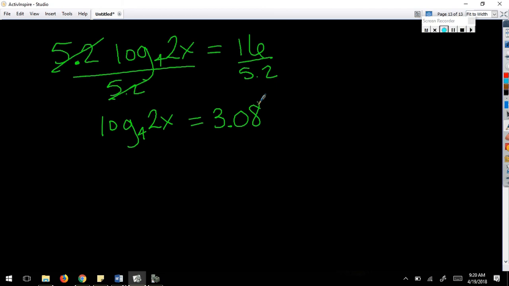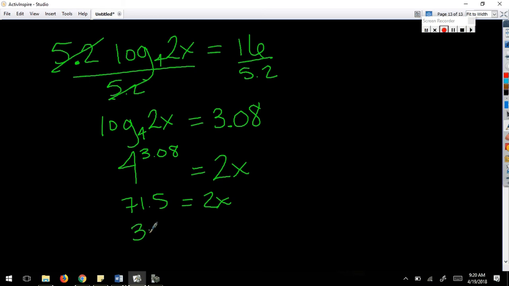Now what? Change forms. What's the base? 4. What's the exponent? 3.08. What's it equal? What's 4 to the 3.08? 71.5. So now divide that by 2. 35.7. Ben, don't guess. No, that's right.